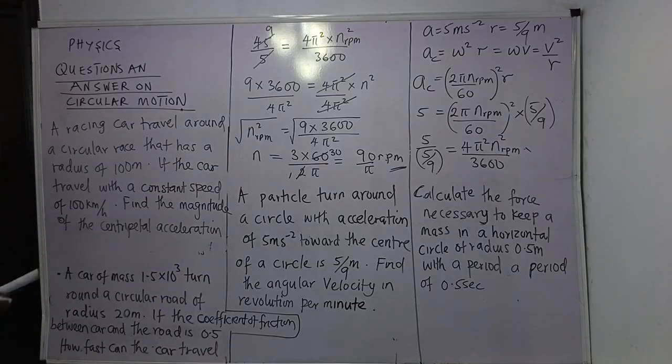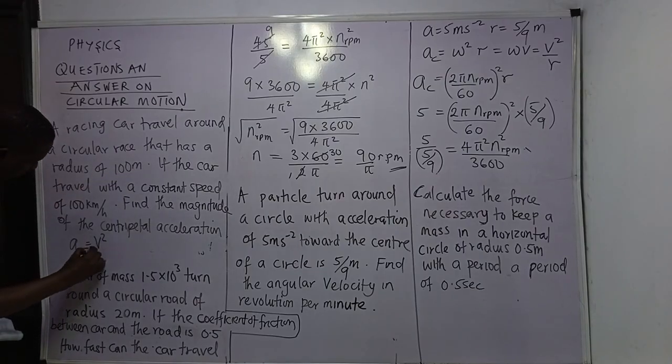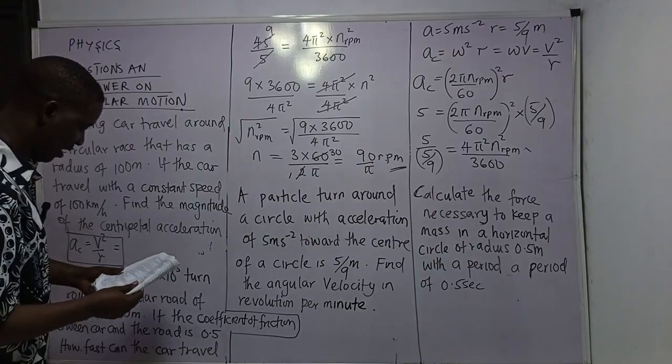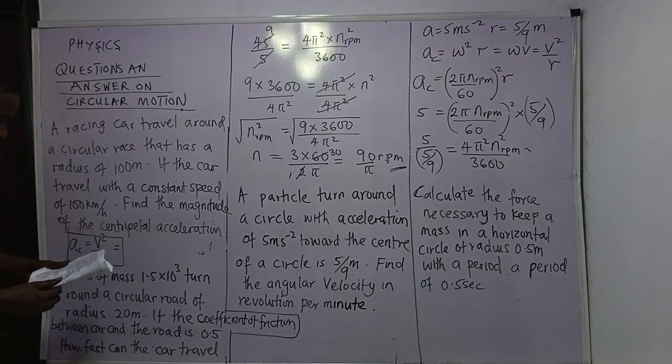When you want to solve this question, what I will advise you to do is very simple. Just convert this to meters per second. Radius is given. Use V square over R to solve it. It's a very simple question. I don't think I should solve that question for you. Just solve it and tell us your answer in the comment section.